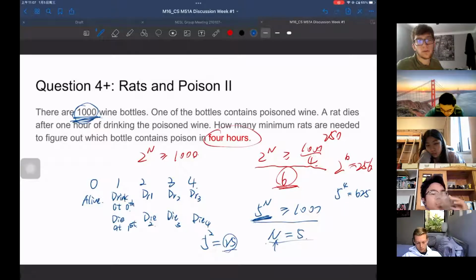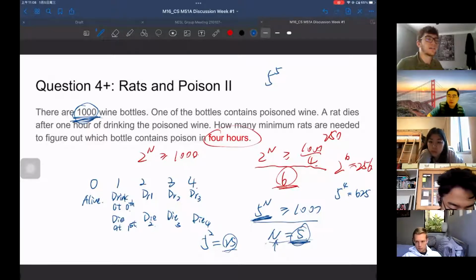You need more rats. So I think you need at least 5 rats. Okay, make 5 to the 5. This is a few above 3000 bottles you can detect. Okay, so 5 rats. Any more questions?